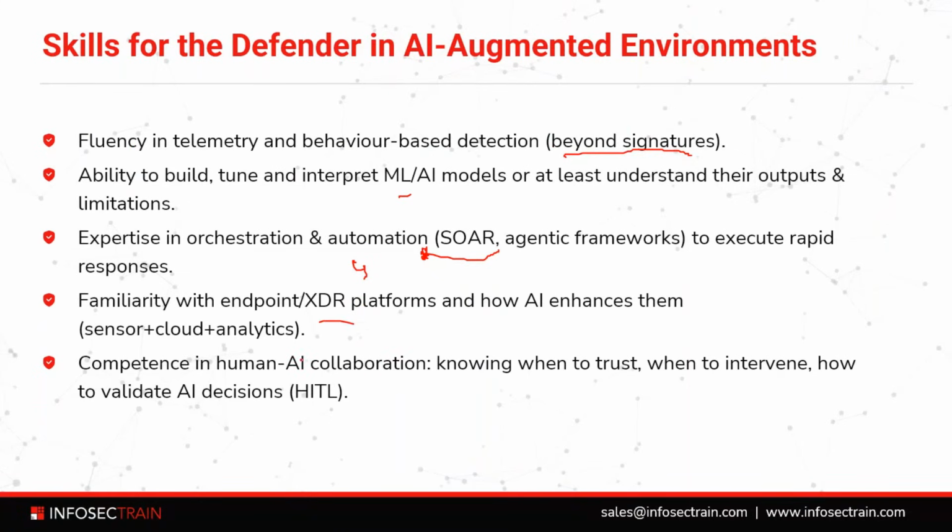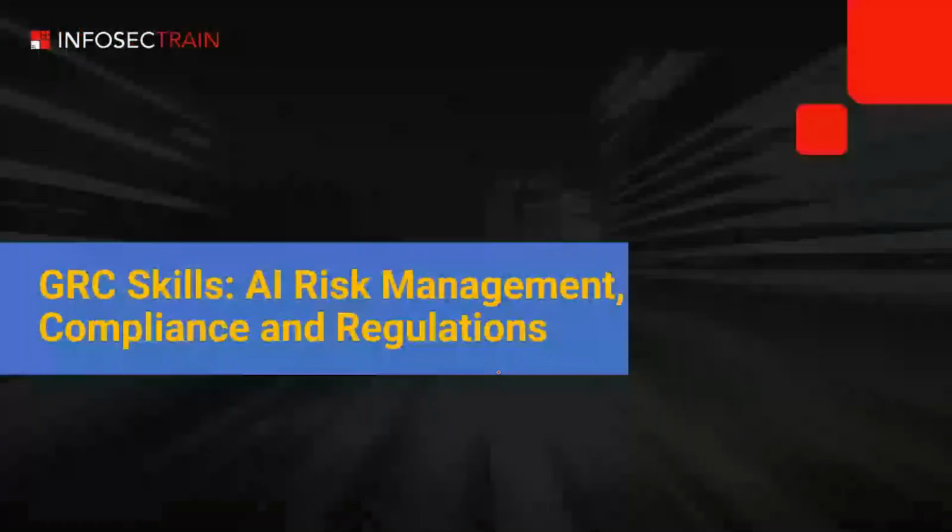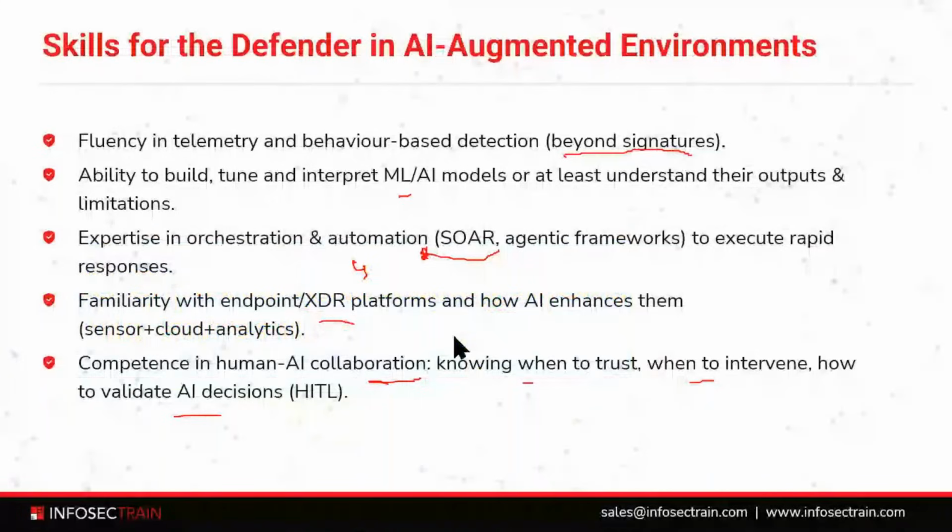Okay, competence in human AI collaboration: knowing when to trust, when to intervene, how to validate AI decisions. So the example we saw of that human in the loop, the IP address example and the insider threat user example, can be applied over here. Okay, so I'll just show these simple things again, how it can be done, how AI is actually helping in the SOC environment through a practical. I'll just demonstrate this.